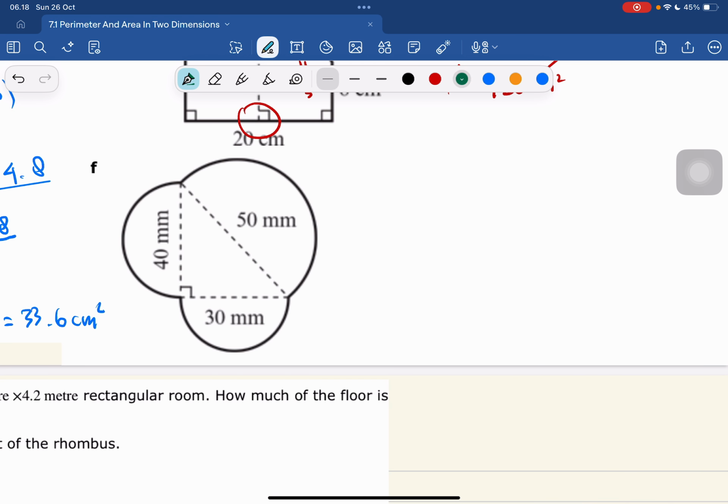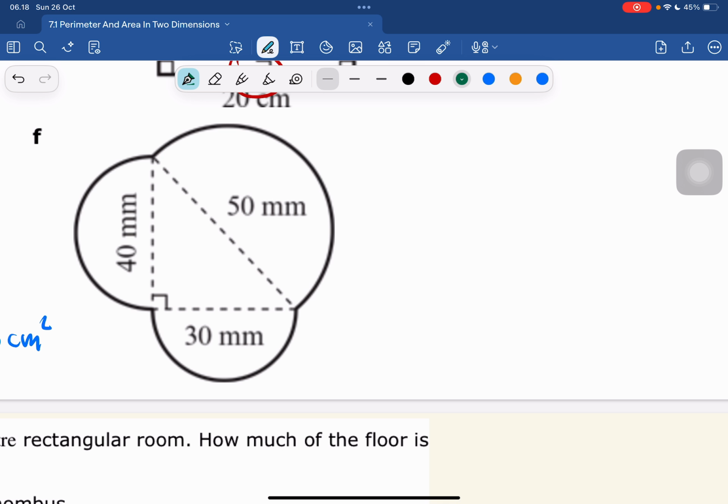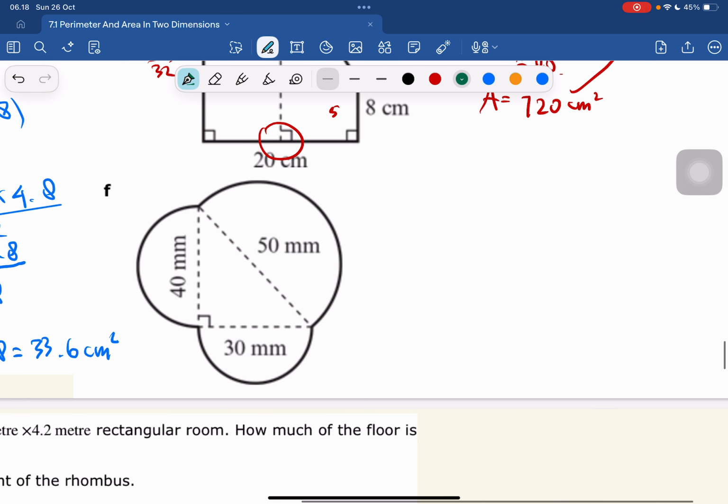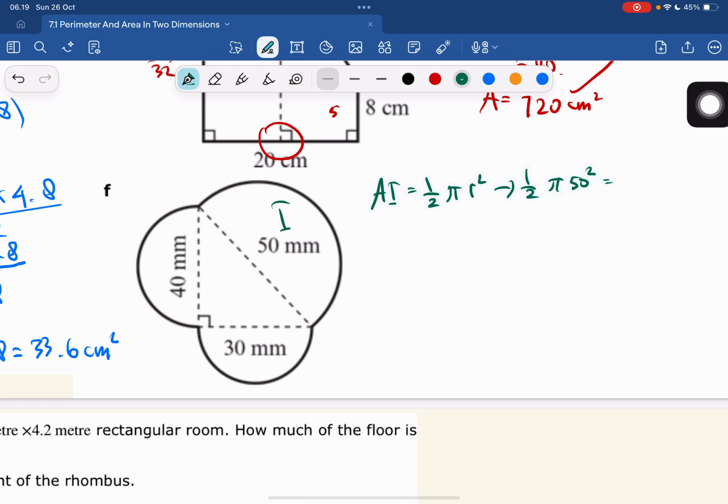Next, we got a half of circle. So let's find the first area, a half of pi r square, or a half of pi times 50 square. So 50 square is 2,500 divided by 2. So the first is gonna be 1,250 pi.